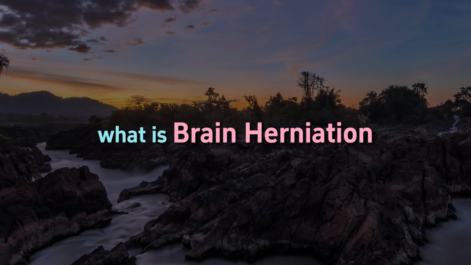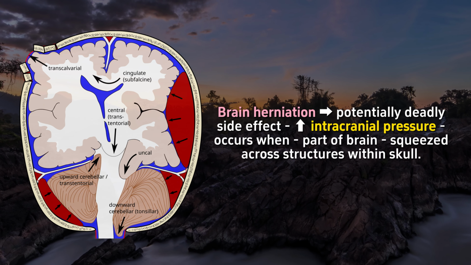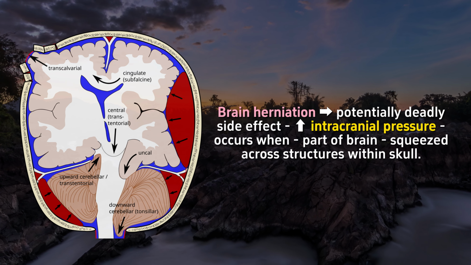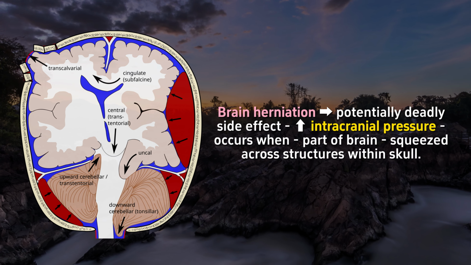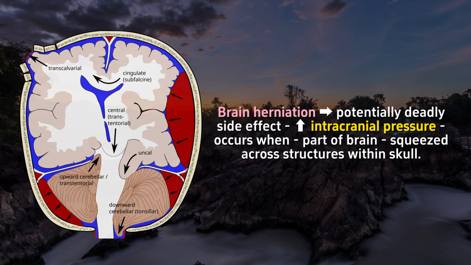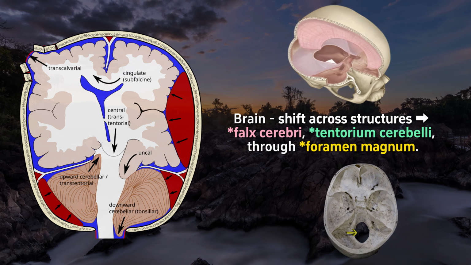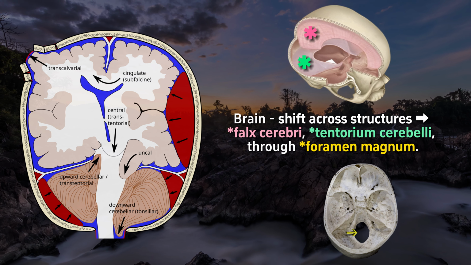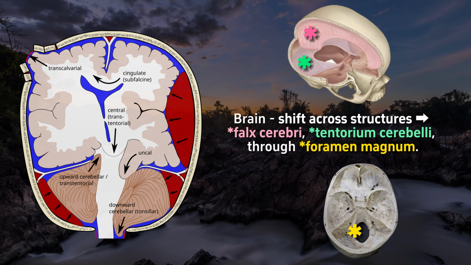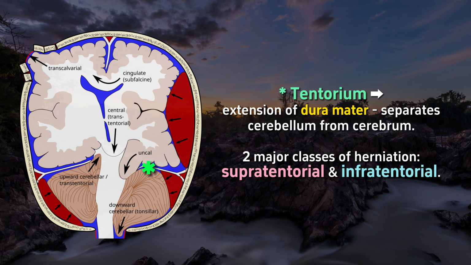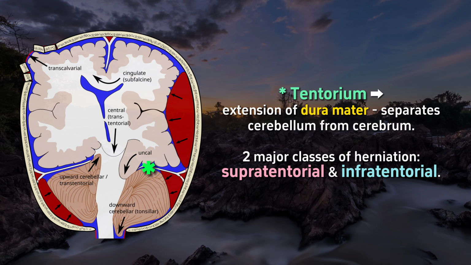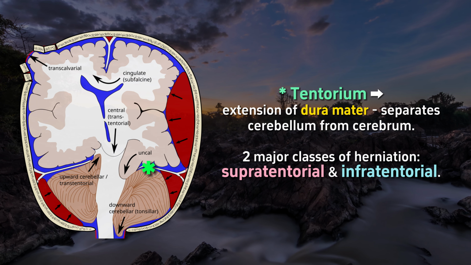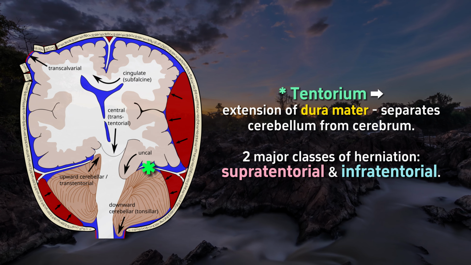What is brain herniation? Brain herniation is a potentially deadly side effect of increased intracranial pressure that occurs when a part of the brain is squeezed across structures within the skull. The brain can shift across such structures as the falx cerebri, tentorium cerebelli, and through the foramen magnum. The tentorium is an extension of the dura mater that separates the cerebellum from the cerebrum. There are two major classes of herniation: supratentorial and infratentorial.